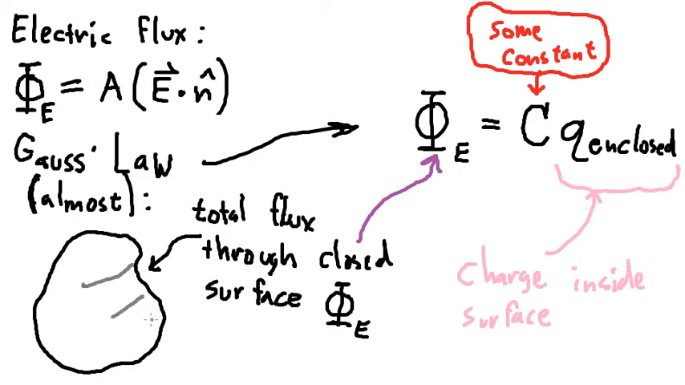What I want to do is one case where we already know the answer, the simplest possible case, and use that to find this constant C.